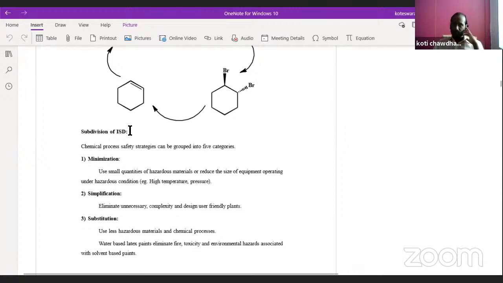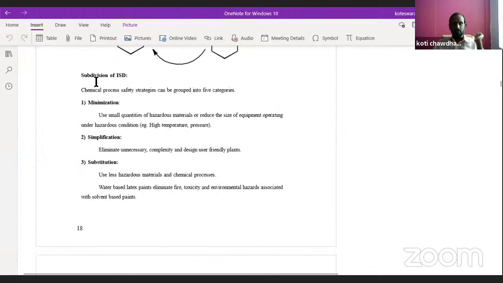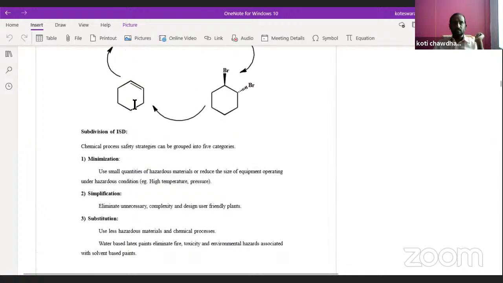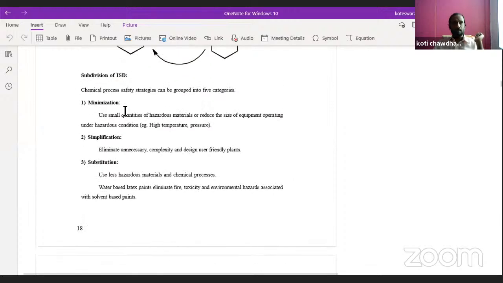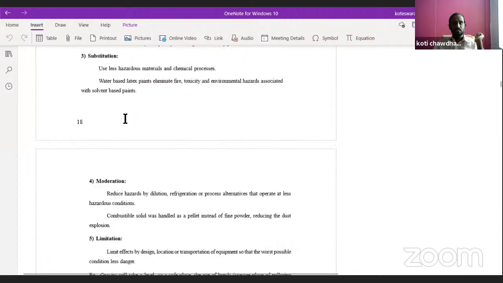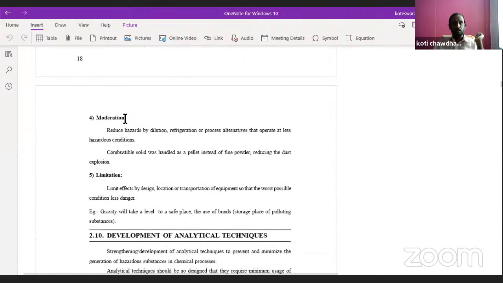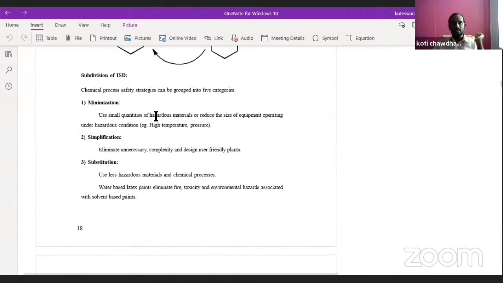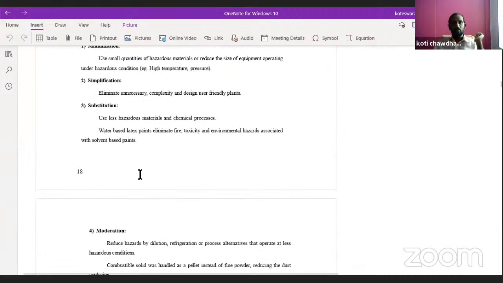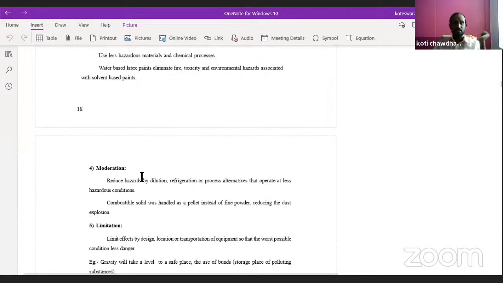Now, by using ISD, you can divide it into subdivisions. The subdivisions of ISD, that means inherently safer design, are five: minimization, simplification, substitution, moderation, and limiting. Whenever we are going to design the process, minimize the hazardous materials and simplify the process. Substitution means wherever hazardous starting materials are there, we need to substitute them with non-toxic and non-hazardous materials.